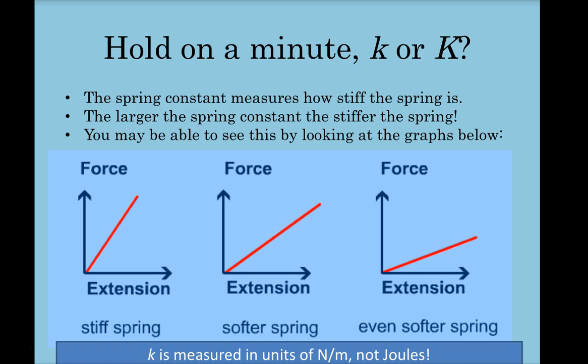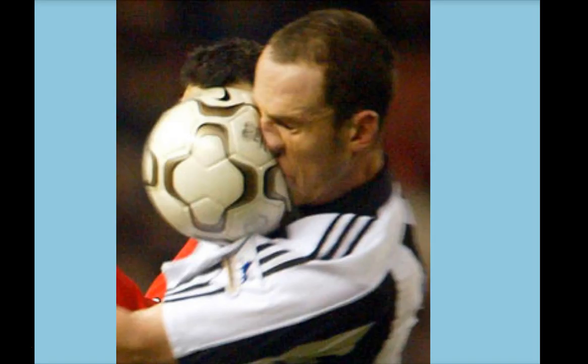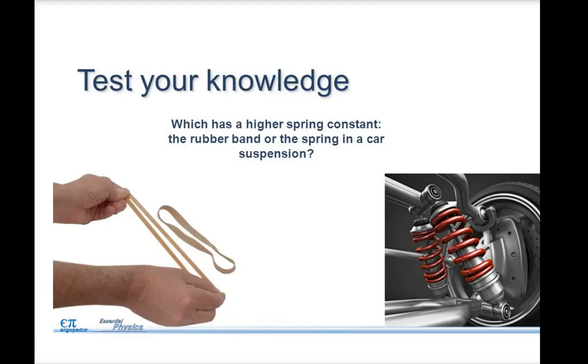All sorts of materials display some sort of stretchy behavior. Quick check, which has a higher spring constant, the rubber band or the car suspension? If you said the car suspension, you're in good shape and you remember what k is.